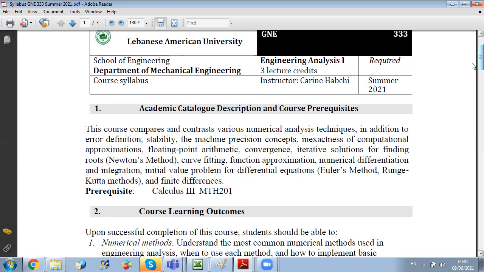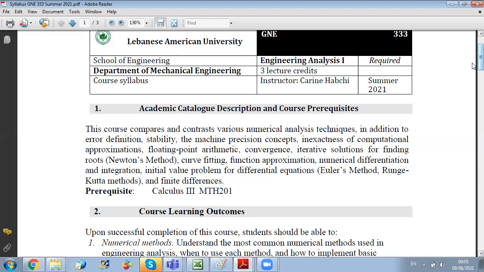In any field you have equations and you should solve them. Sometimes you don't have an exact solution, so you are forced to go to numerical techniques. In this course, we will go over several numerical techniques. You will learn their advantages and disadvantages, what their limitations are, and when you can use them. This course will compare and contrast various numerical analysis techniques in addition to the definition of error.